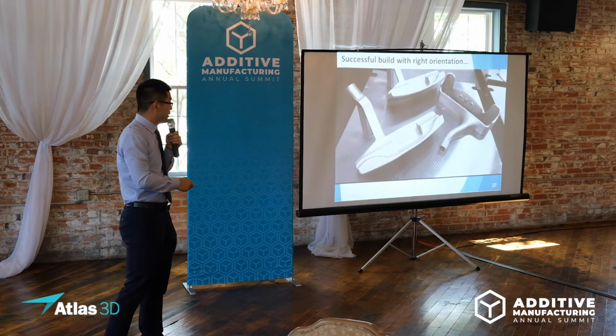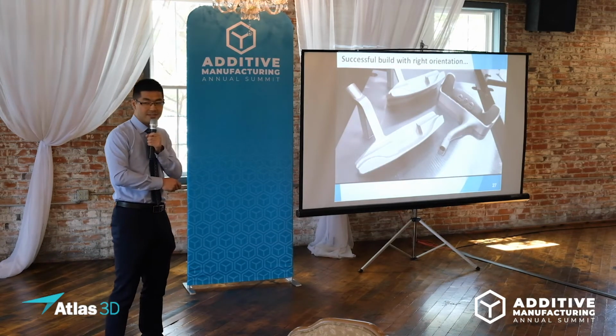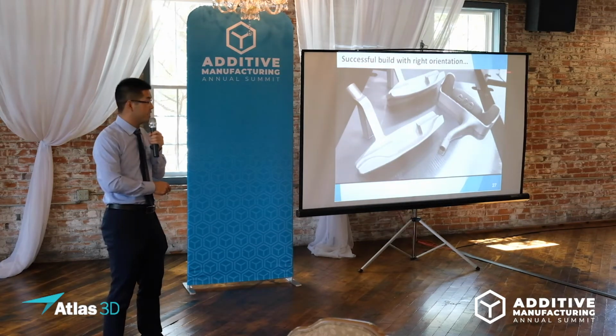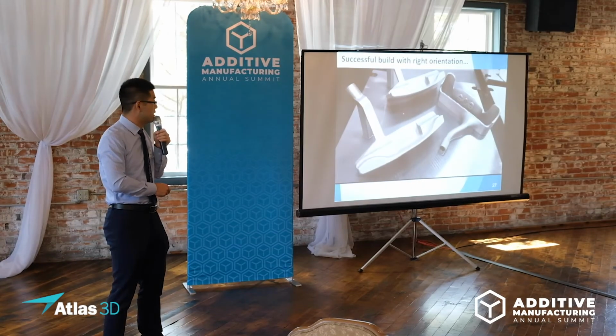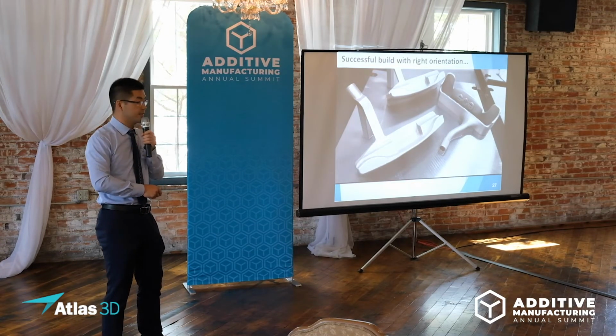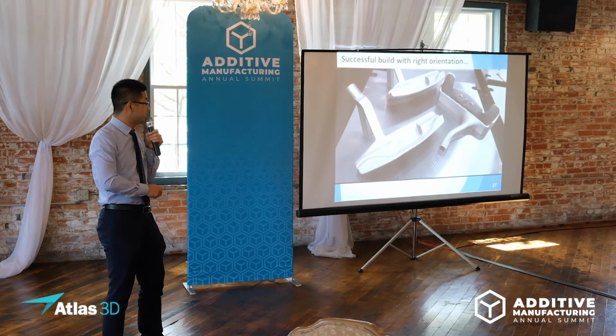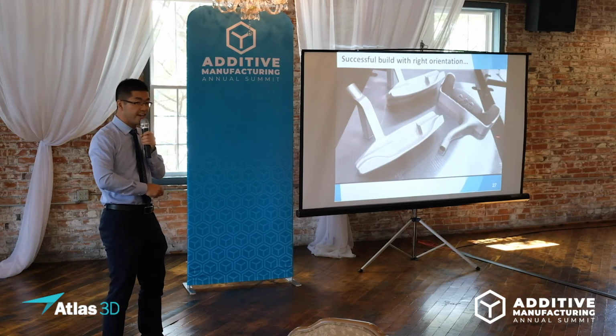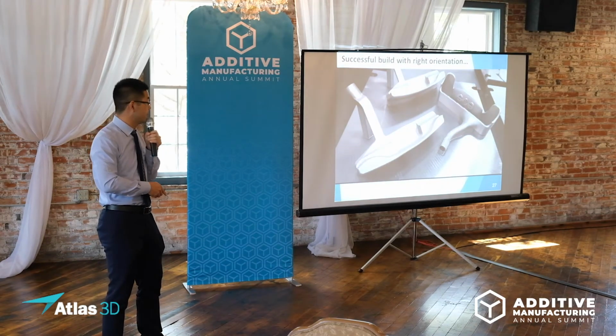So finally, we printed this part successfully with the right orientation and the right support structures. You can see that the orientation is really important, and with the right orientation and right support, we can print lots of challenging parts very easily.